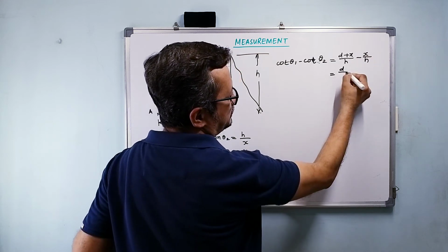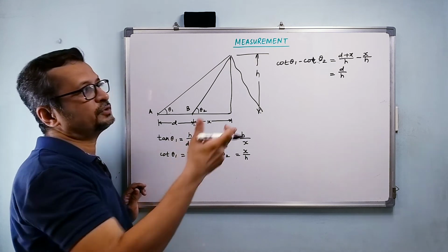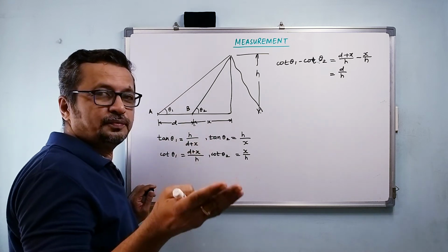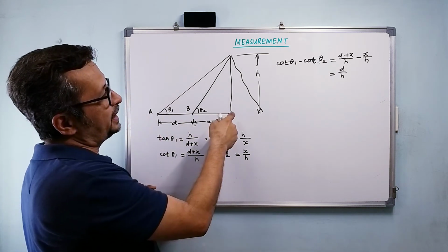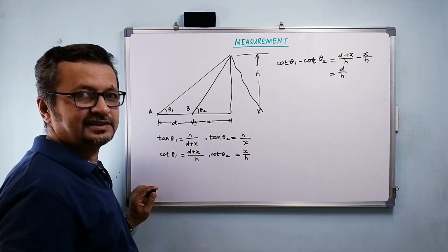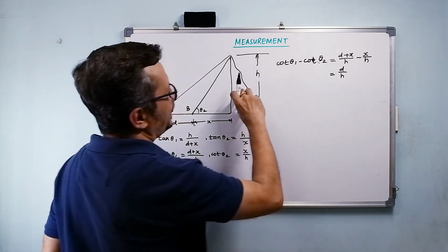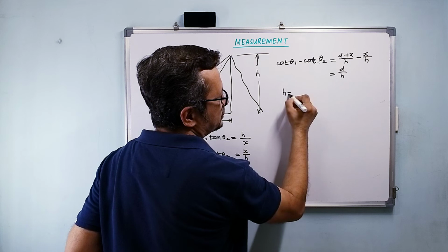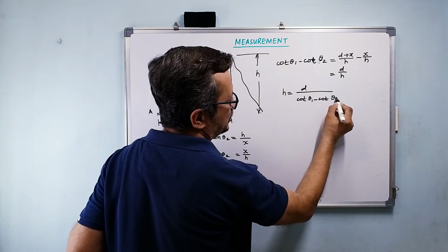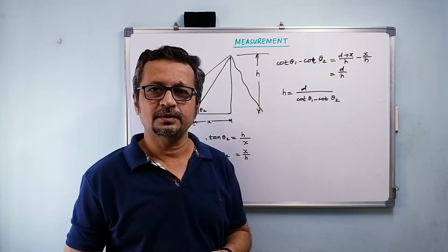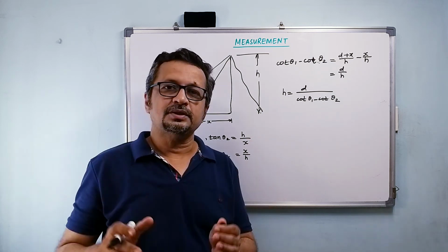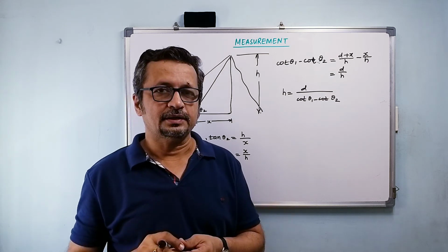So is it not d upon h? Because that x upon h is going to get cancelled with the other x upon h. Obviously this distance x, which I do not know, the total distance between point A and the foot of this mountain, got cancelled there. So my h is going to be equal to d upon cot theta 1 minus cot theta 2. Is it not simple? So practically we can calculate any distances. We can measure certain quantities and we can calculate distances.